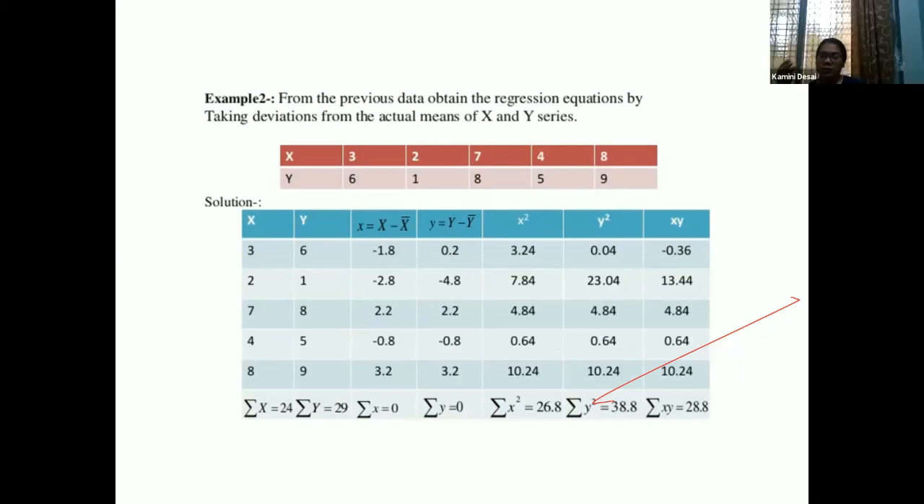You can do it in your notebook also, or you can do it in Excel. If you do it in Excel, that will be the easiest. You don't have to calculate each value, just drag and drop.